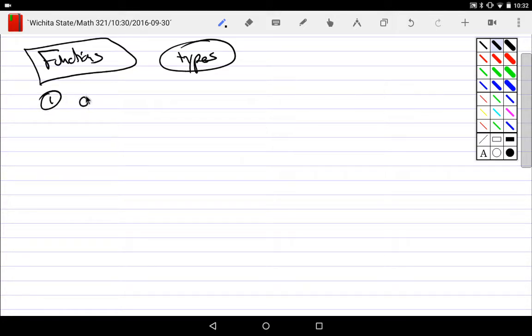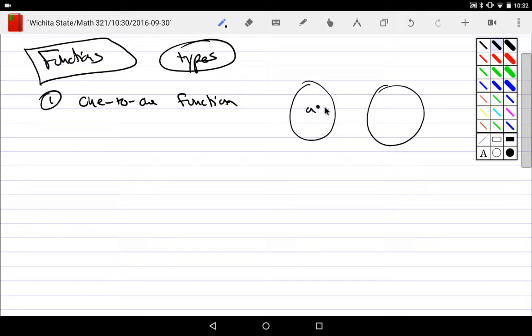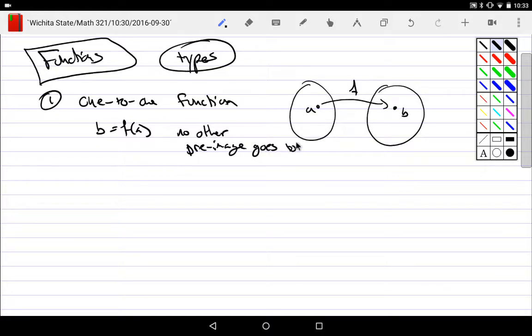One idea that we can talk about is what's called a one-to-one function. This is still a function, but the idea behind a one-to-one function is that when I map an element, a pre-image, to an image under the function, no one else gets to go to B. The idea of a one-to-one function is if B is equal to f of A, no other pre-image goes to B. B and A are uniquely paired. That's the idea of one-to-one.